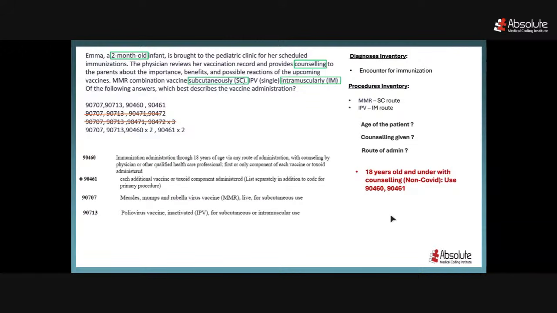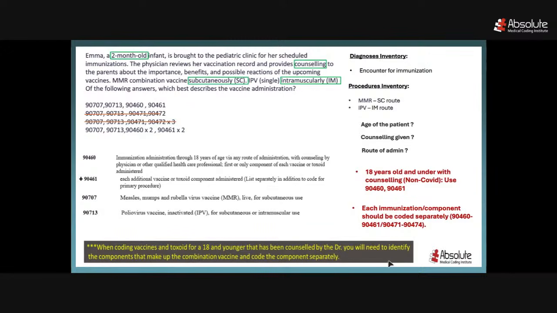So option D and option C are incorrect. Okay. And each immunization or component should be coded separately, right? Yes. So you need to identify the components that make up a combination vaccine and code the components separately. So let's have a look at code 90460. 90460, as I said previously, is coding for the first or only component of each vaccine or toxoid.